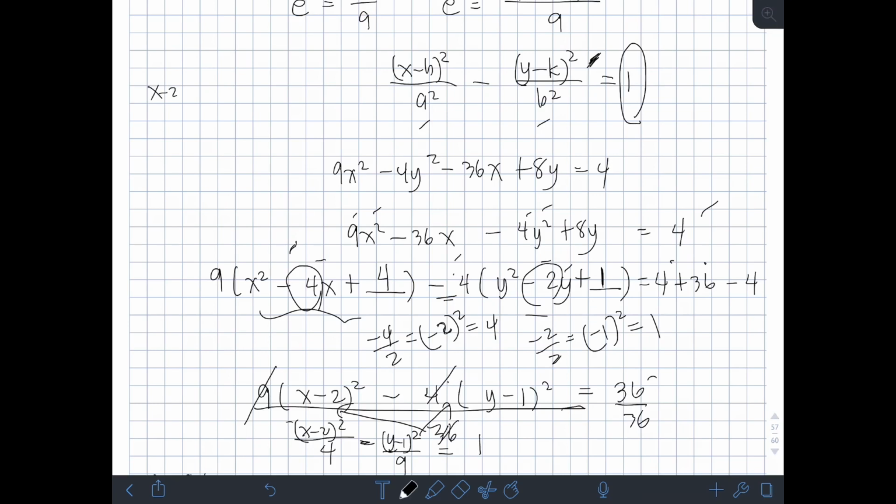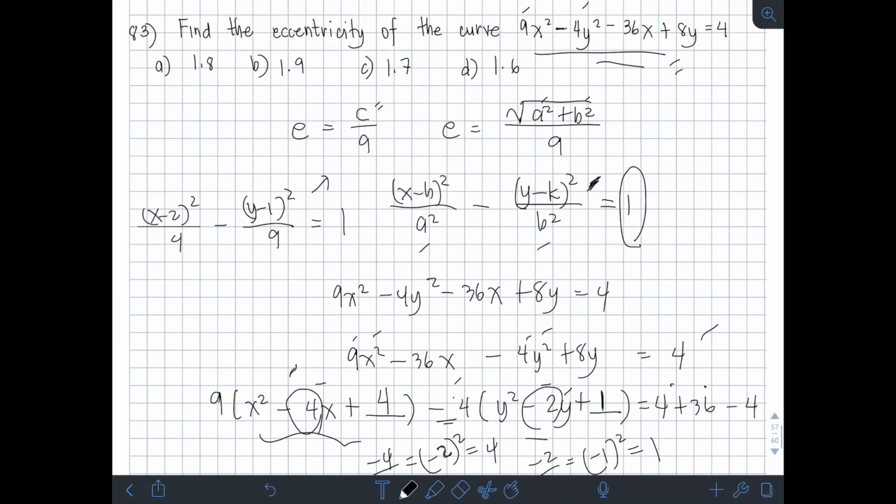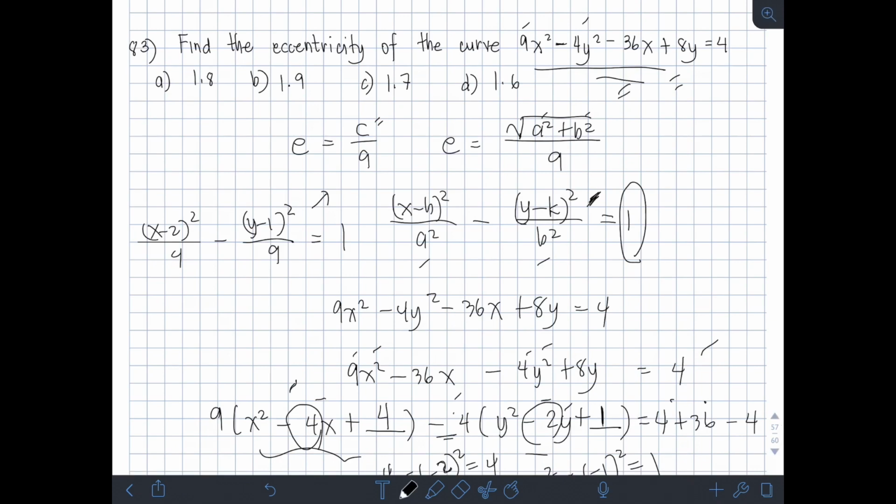So, I write here x minus 2 squared divided by 4 minus y minus 1 squared divided by 9 equal 1. So that is the standard form of the equation of our given hyperbola. Therefore, comparing with the general form, a squared we can equate to 4, and b squared we can equate to 9. Such that, solving for a, square root both sides, a is equal to 2. And for b, square root both sides, b is equal to 3.